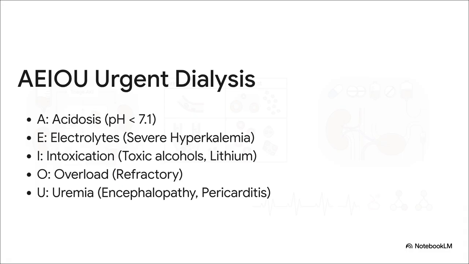I is for intoxications, from lithium or toxic alcohols. O is for volume overload, that's refractory to diuretics. And U is for uremia, causing encephalopathy, pericarditis, or bleeding. Recognizing when to stop medical management and start dialysis is the ultimate next best step in managing acute kidney injury.